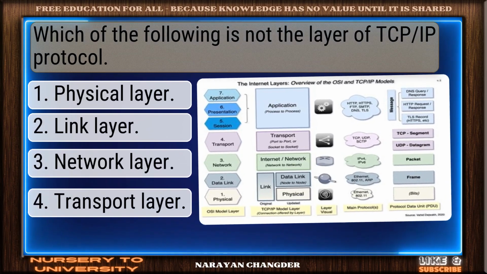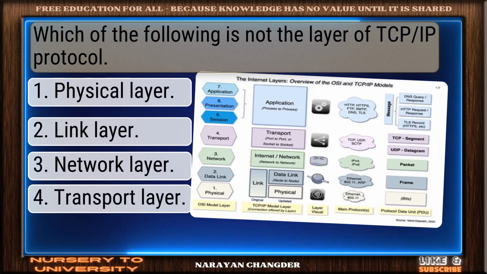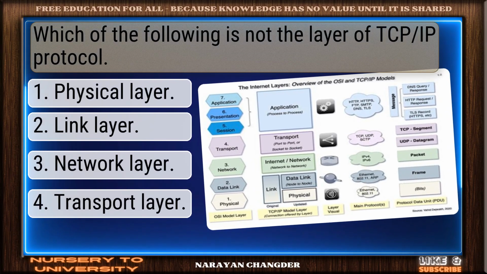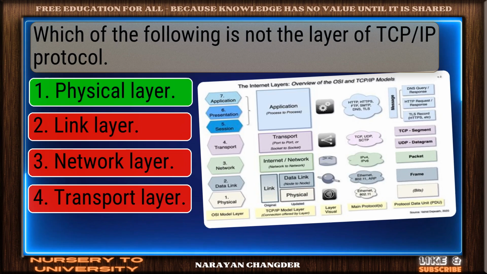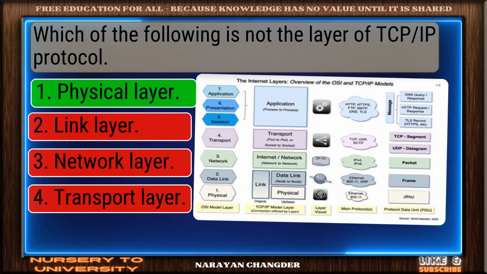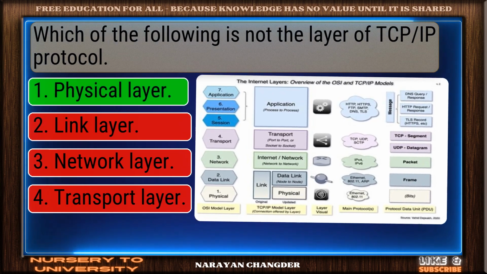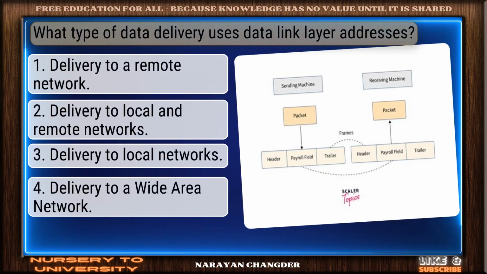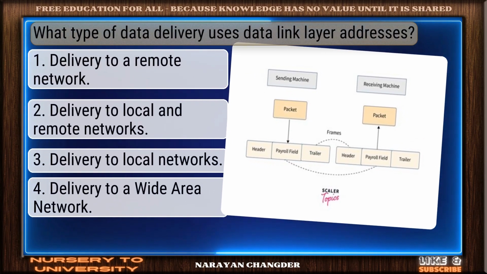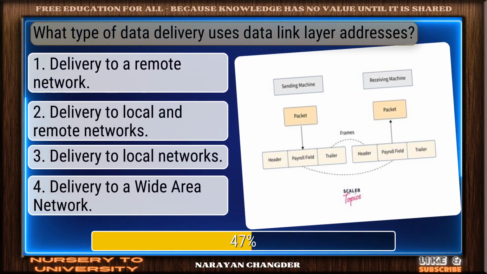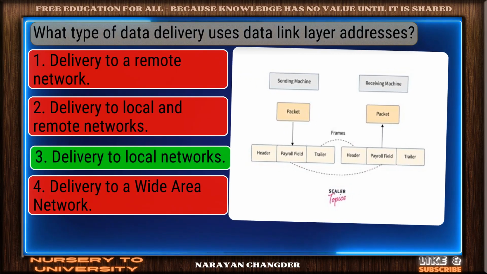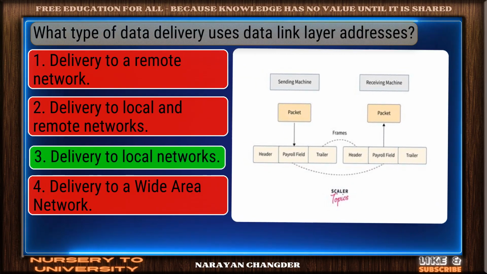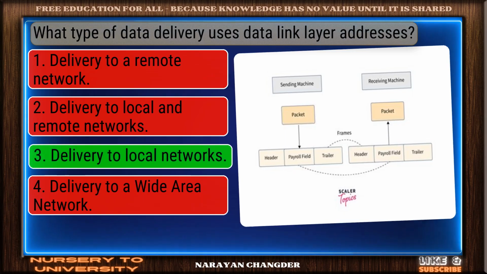Question number 11. Which of the following is not the layer of TCP/IP protocol? Excellent choice. Physical layer is the right answer. Question number 12. What type of data delivery uses data link layer addresses? Sharp thinking. Delivery to local networks is the right choice.